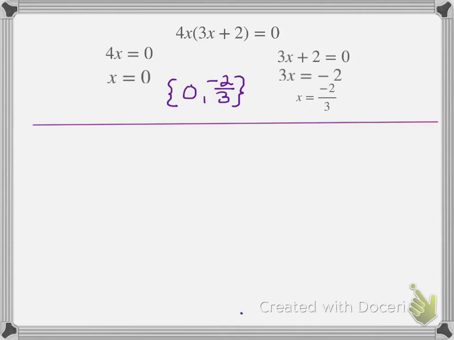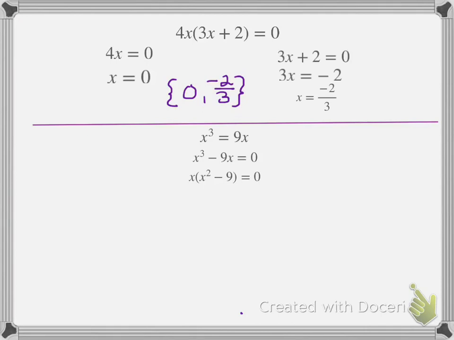Our final example for this video, x to the third equals 9x. Now you should be stopping yourself and saying, but wait, that's not equal to 0. So we have to take away 9x from both sides, and we get x to the third minus 9x equals 0. Now we can begin, and we factor out the greatest common factor, which is x.